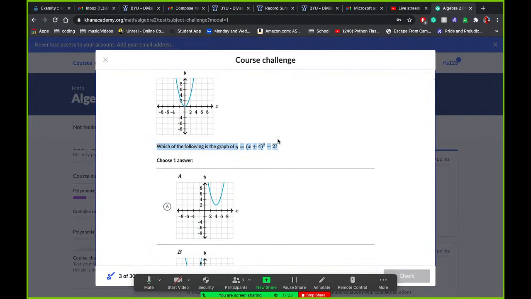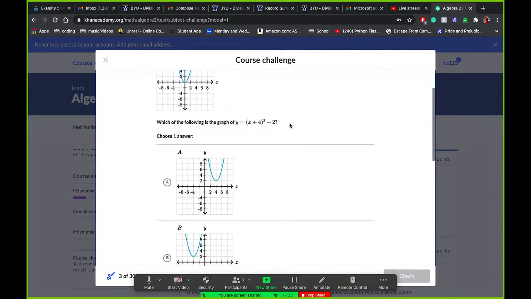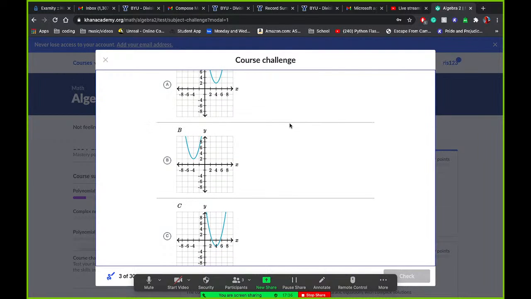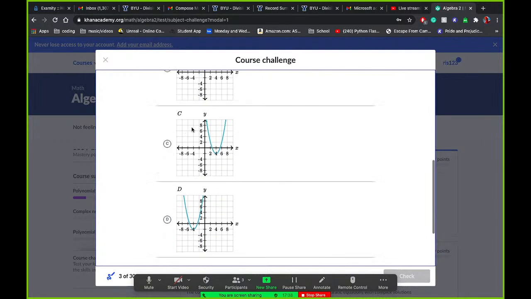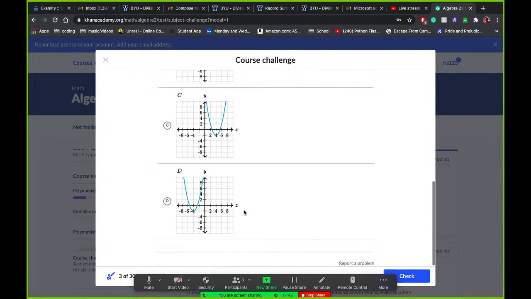Which of the following is the graph of y equals x plus 4 squared plus 2? Alright, the vertex is at negative 4, 2, right? Yeah. So isn't it just b? Can you scroll down? Yeah, I think it's just b. Yeah, it is just b. Good job.